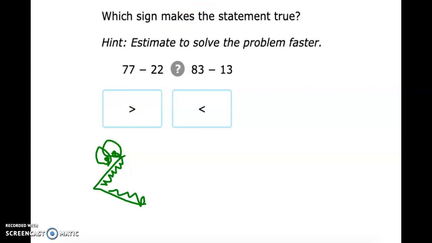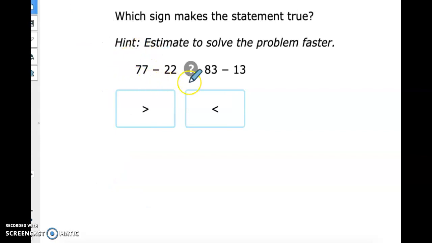Moving on from that, we are going to look at this, and it says, which sign makes the statement true? Estimate to solve the problem faster. Well, we learned about estimation here. So if we look at 77, we're going to round that to 80. And if we're going to look at this 22, we're going to round that to 20. So when we're looking at this side, 80 minus 20, that's going to be 60.